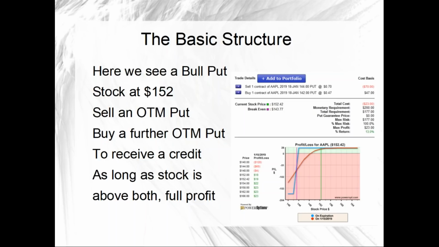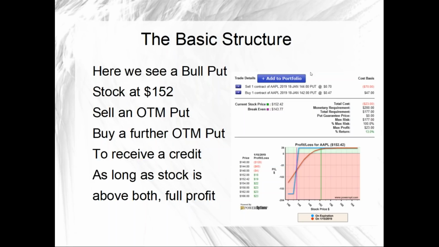And as long as the stock stays above both strike prices, well, specifically the sell option, but it stays above both strike prices, both options expire worthless and we receive the full profit. That is the goal. Here we see a quick example of Apple trading at 152.42.